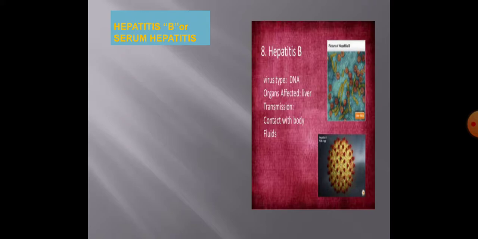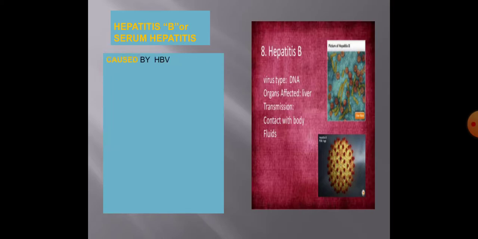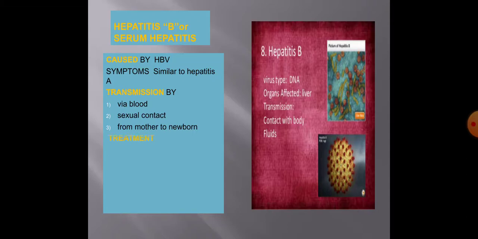Next is hepatitis B, or serum hepatitis. It is caused by HBV, that is hepatitis B virus. Symptoms are similar to hepatitis A. It is transmitted by 3 methods, that is via blood, sexual contact, or from mother to newborn. The treatment is alpha interferon, and prevention is done through vaccine and proper screening of blood transfusions.